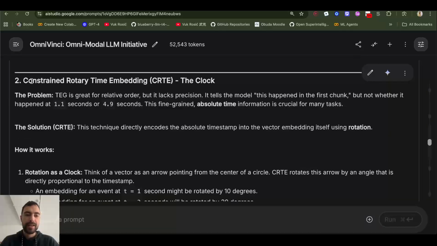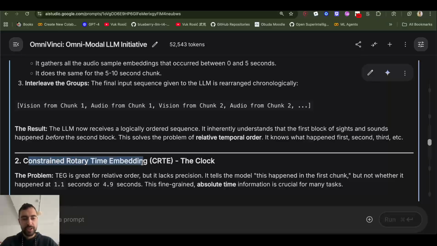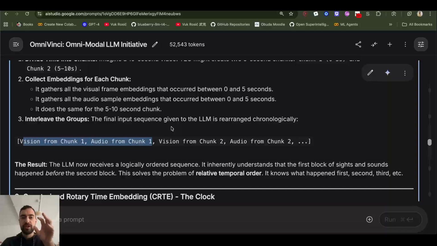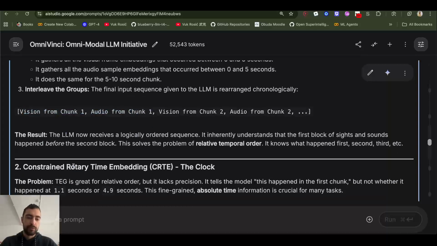And then the last architecture improvement: constrained rotary time embedding. The main advantage here is that even though we know what vision and audio tokens happen between 0 and 5 seconds, we actually don't know when exactly within that window they happened. So we still don't know which frames correspond to which sounds within those 5 seconds. That's what constrained rotary time embeddings will solve. They will give order to those tokens and encode when exactly each of them happens within the chunks as well.